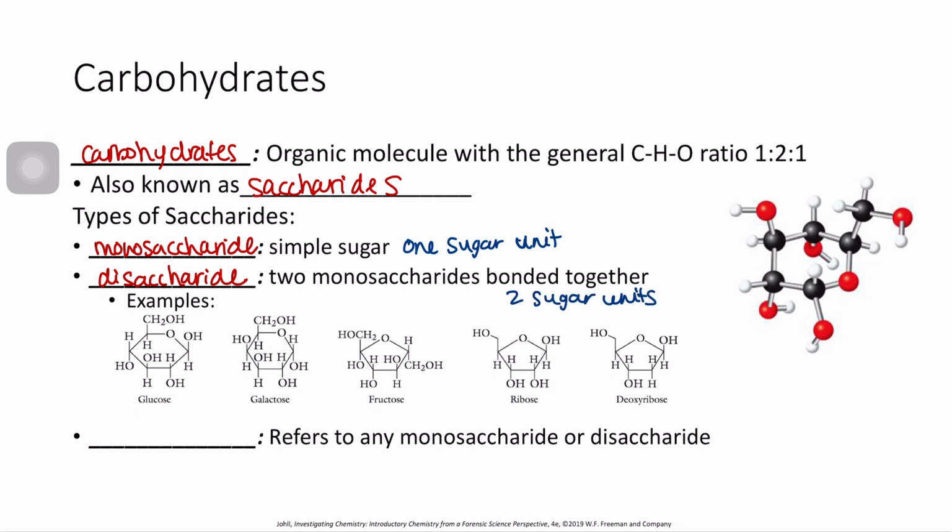Here are some examples of sugar units. We have glucose, galactose, fructose, ribose, and deoxyribose. Notice the difference between ribose and deoxyribose is ribose has an OH group right here, whereas deoxyribose does not have an OH group. You just have the hydrogen. So deoxy stands for you've taken away an oxygen from ribose.